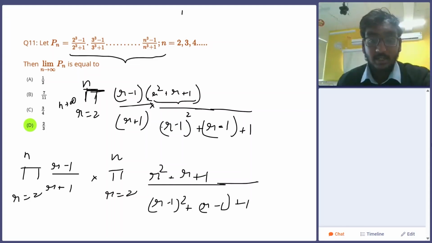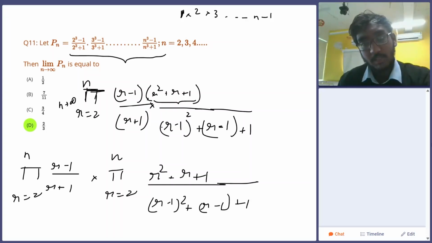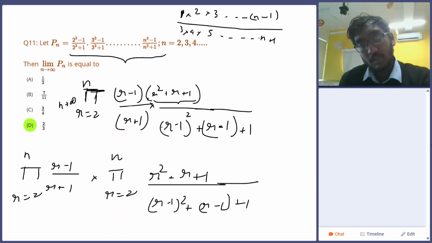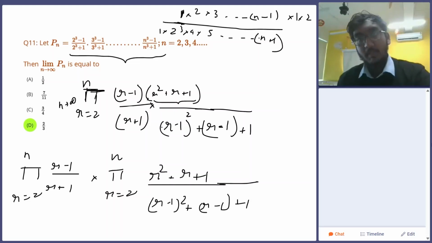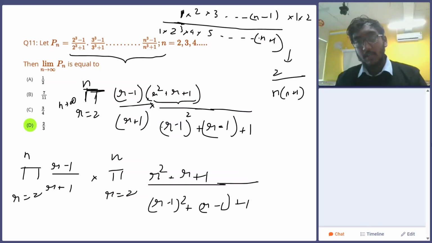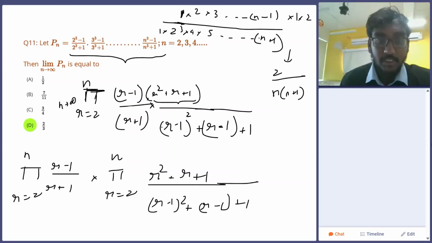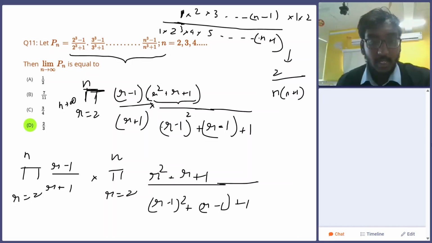It is basically like, let's say r equal to 2 it starts, so the numerator will be 1 into 2 into 3 and so on up to n minus 1. And the denominator will start from the value 3, 3 into 4 into 5 and so on up to n plus 1. All you have to do is multiply and divide by 2 on numerator and denominator. So here additionally I will multiply and divide by 1 into 2. Numerator will be n minus 1 factorial into 2, denominator will be n plus 1 factorial. So we can write this as 2 upon n into n plus 1. That is the value of this particular first expression. I'll just replace it as 2 upon n into n plus 1.